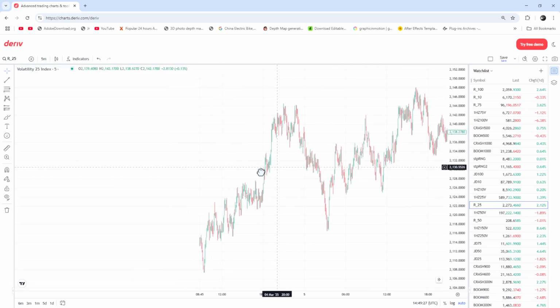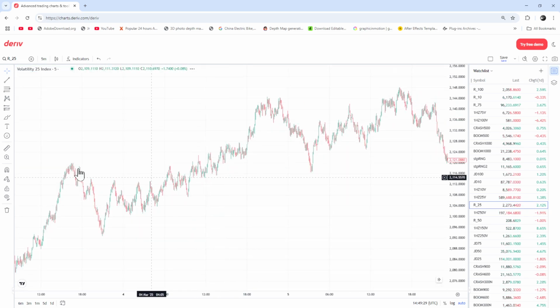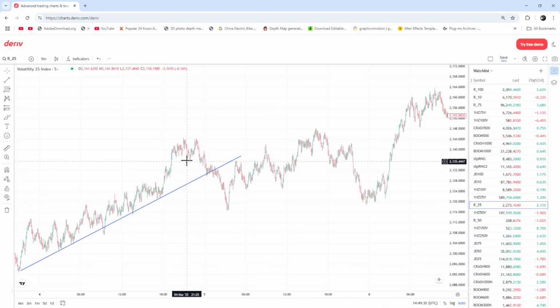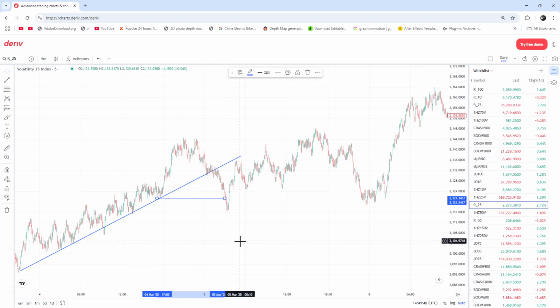So the market was in an uptrend. You see the market is in an uptrend. Then we can see here the market broke this level, broke this previous higher low. It means if this level is broken, the market has changed character. It was an uptrend, but right now we want to look for the sell.